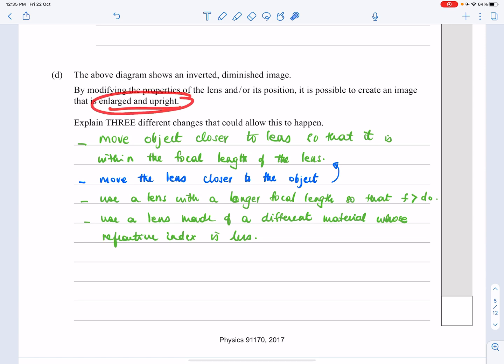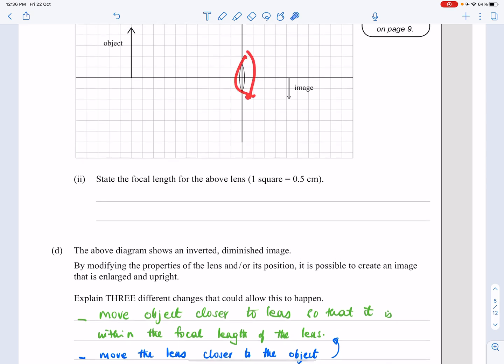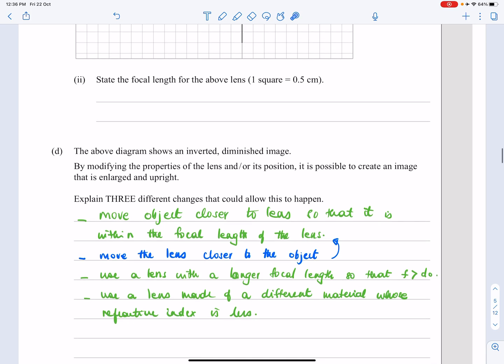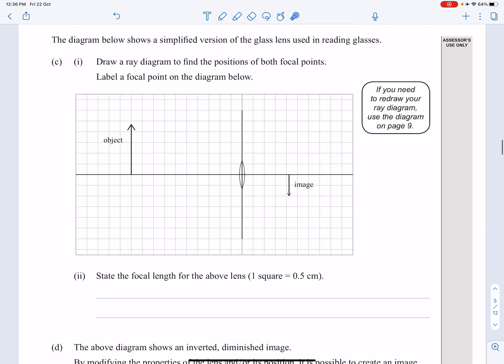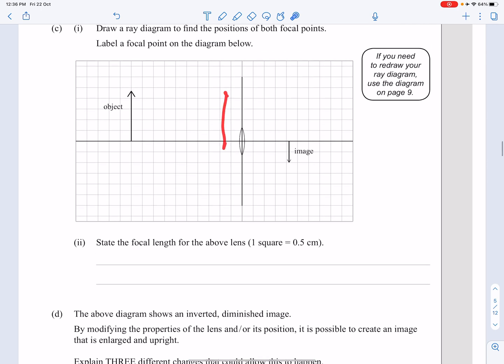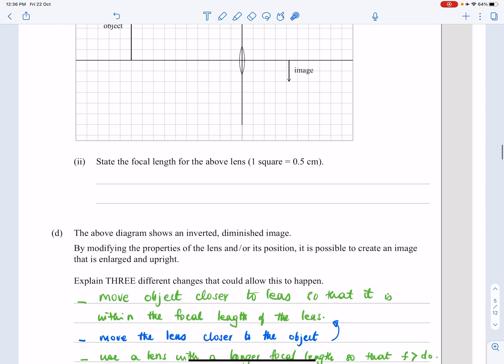The moment you see enlarged and upright, that has to be a virtual image. And you get a virtual image in a convex lens when your object is very close to the lens. Okay, that's like your magnifying glass. For your magnifying glass, what actually happens is, if you have an object very close to the lens, when you draw your ray diagram, it goes like that. So you actually produce the rays backwards and you get your magnified image like that.